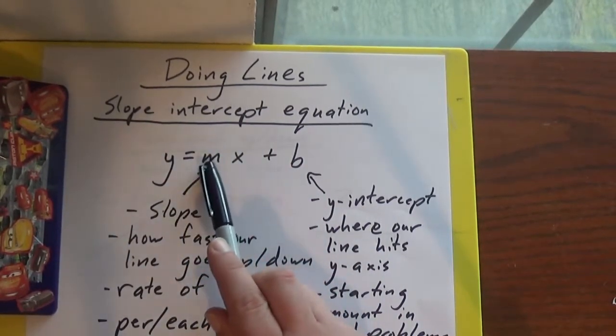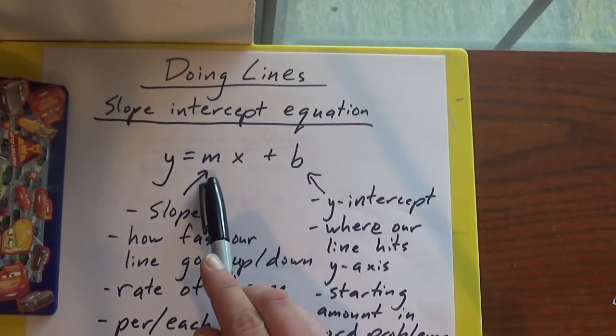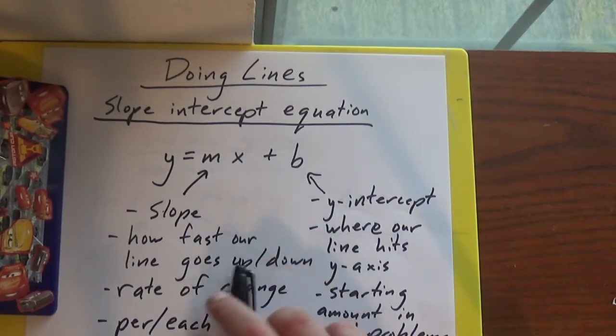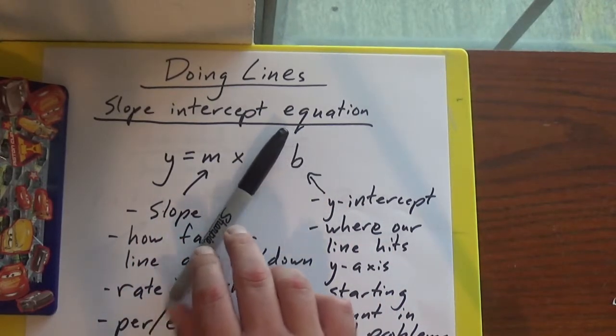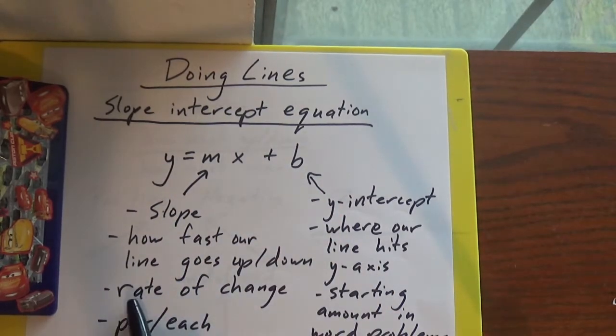The slope is going to be your number that's attached to the x. It is a fraction. Your slope tells us how fast our line goes up or down. Is it going up a little bit? Is it going up a lot? Is it going down? It's also our rate of change. And if you're looking at a word problem, it's the number attached to the per or each.